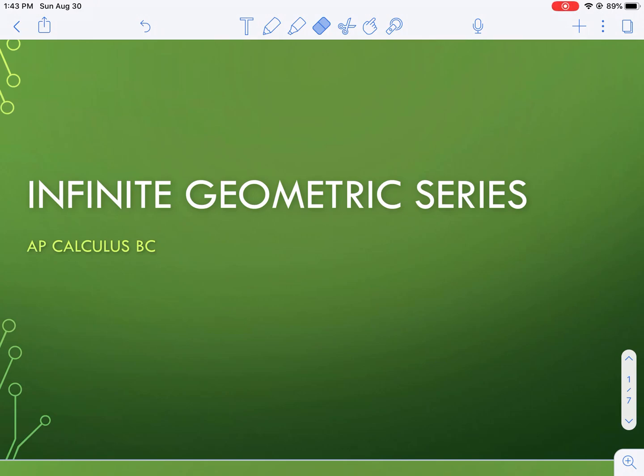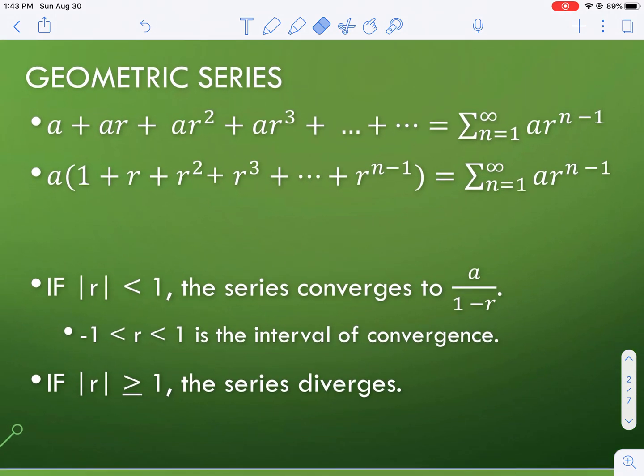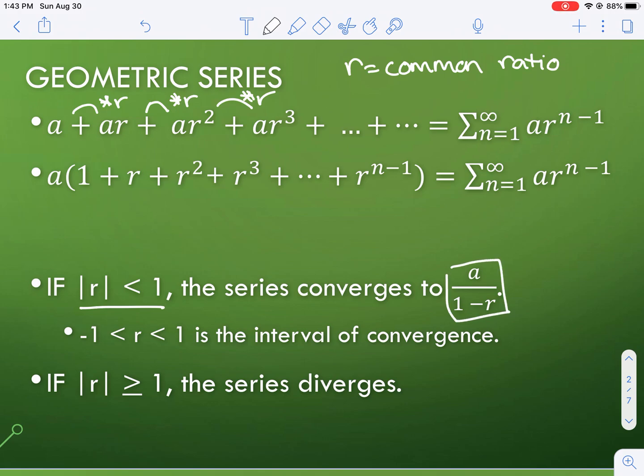So for this video, we're going to focus on infinite geometric series. A quick reminder on what a geometric series is: to get from term to term, we multiply by some common ratio r. So if an infinite geometric series converges, it means that even though it's infinite, the sum will reach some finite value. If it converges, that means the absolute value of the common ratio is less than 1. And then to find that finite value that it would converge to, we use this right here, okay?